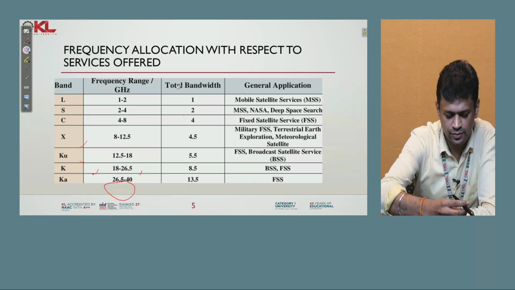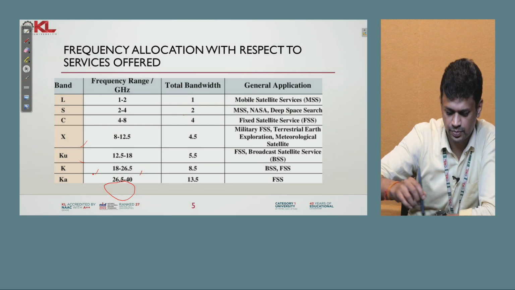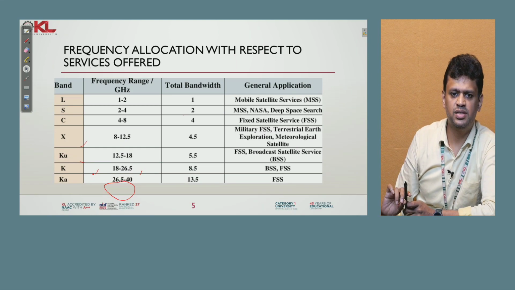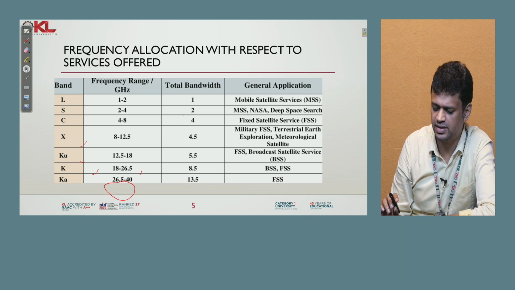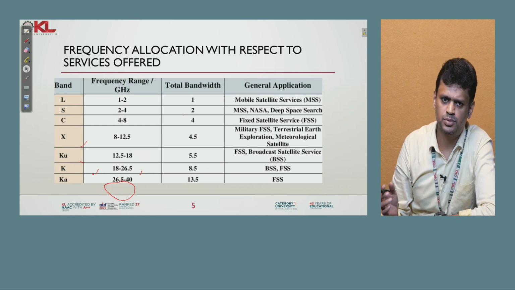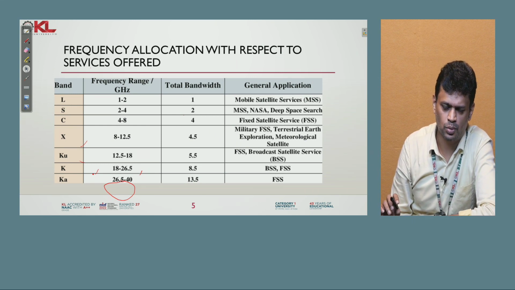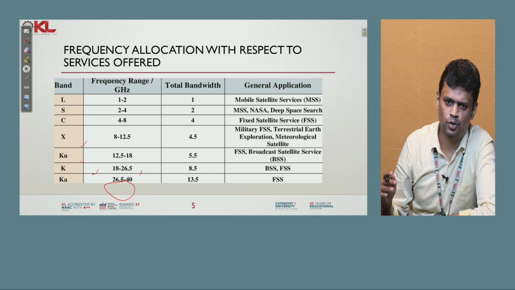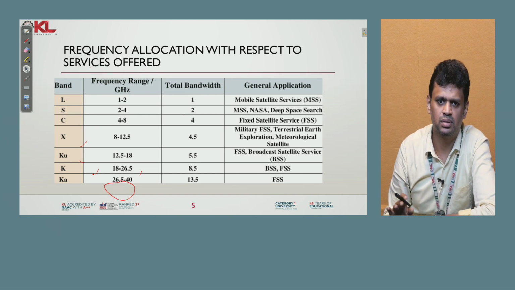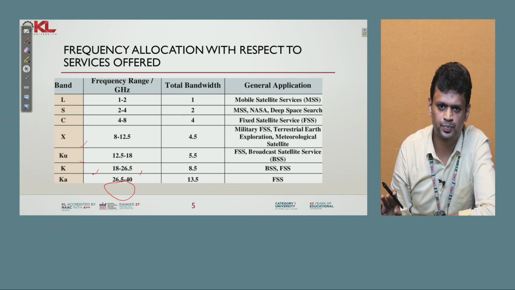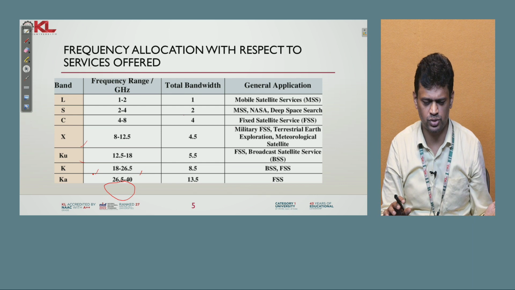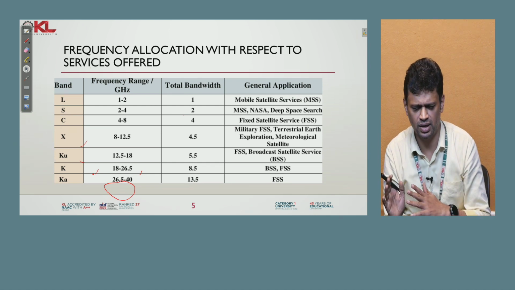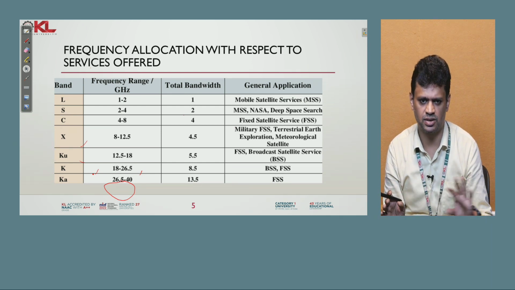So in this slide we will be talking about bandwidth. So the frequency range is being given as 1 to 2 gigahertz. So bandwidth is 1. For mobile satellite services, basically less bandwidth is being used. So usually we are transmitting voice, so for voice transmission less bandwidth is required. Then NASA deep space research, again the bandwidth is limited because some sensors will be used, and that sensor is going to transmit the data. So again less bandwidth is required.